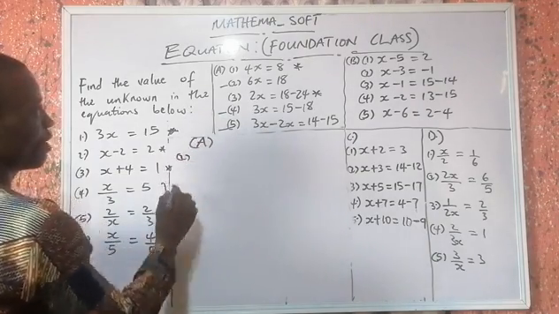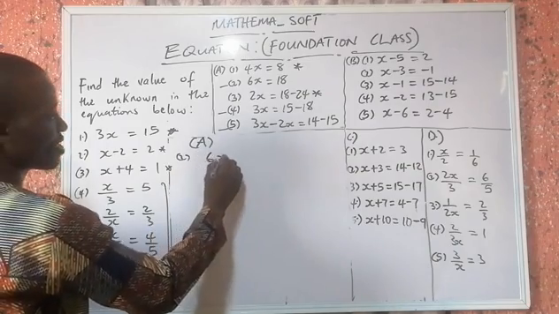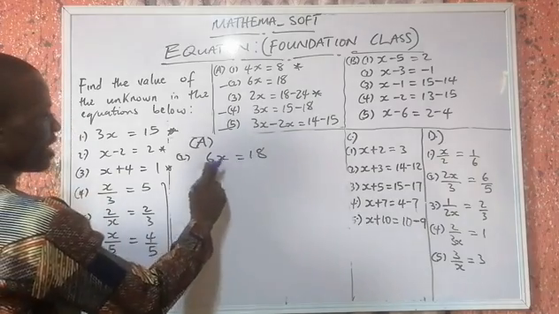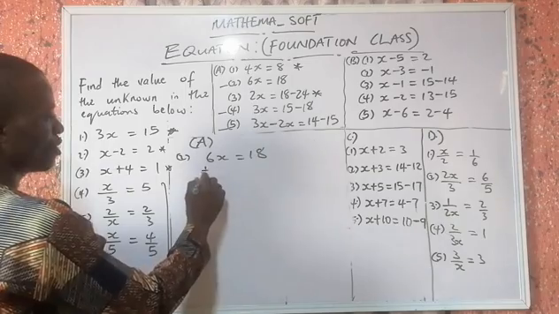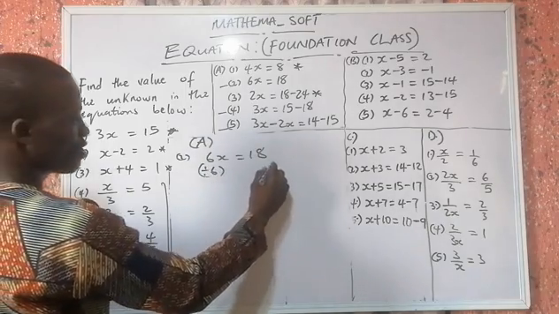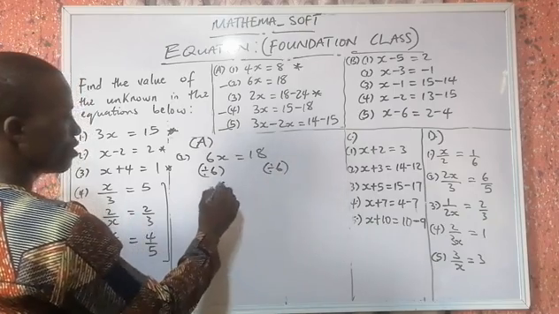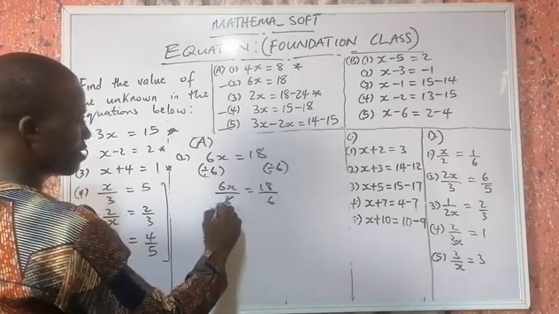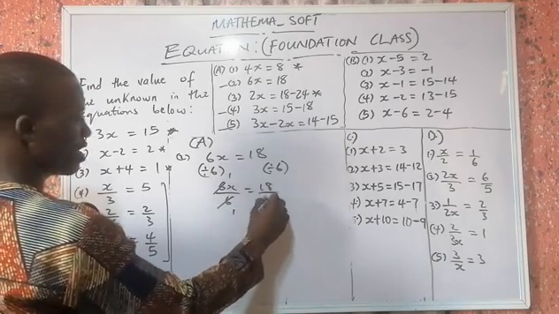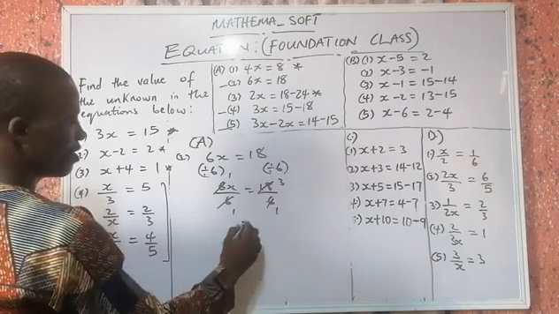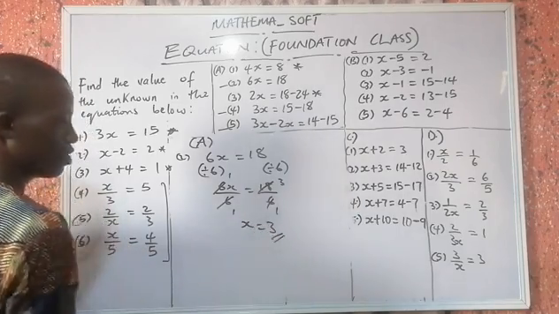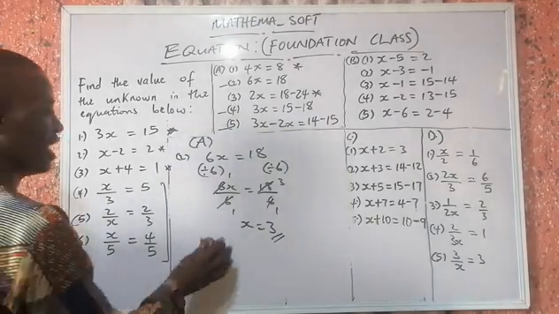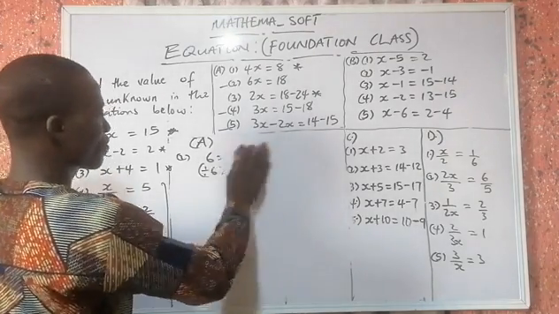Okay, question number 2. I have 6x equals 18. Because this 6 and this x are joined by multiplication, I divide both sides by 6. I use division to remove multiplication. So 6x over 6 equals 18 over 6. 6 cancels 6, 1, 1. 6 here, 1, 6 here, 3. x equals 3. So question number 2, the answer is x equals 3.